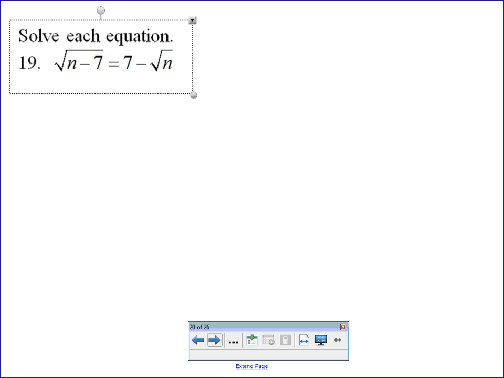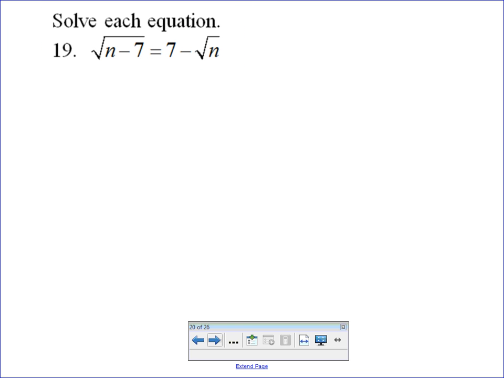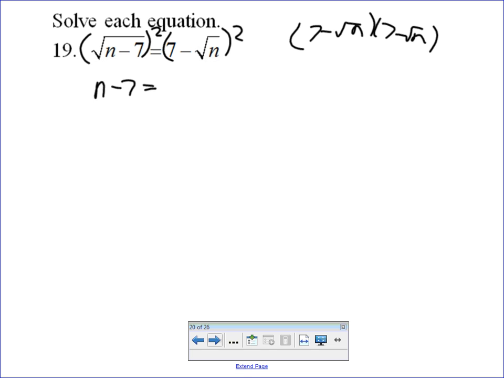All right, number 19. This is probably the hardest problem on the review. It's a little long, but it is doable. Now, we have radicals on both sides. I can only isolate one of them. So I'm going to square both sides of the equation. This will give me n minus 7 equals, and unfortunately I'm going to have to FOIL 7 minus the square root of n times 7 minus the square root of n. And I will get 49 minus 14 times the square root of n plus n. I didn't write out all the steps, I FOILed, that's what you'll get.